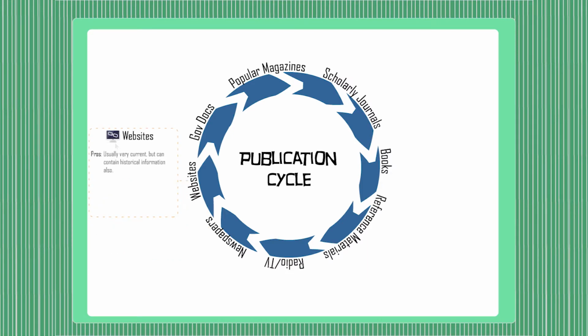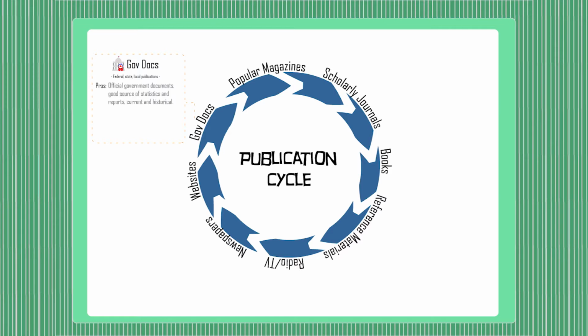Websites. Pros. Usually very current, but can contain historical information also. Cons. Sometimes can be difficult to determine the reliability of the source. Not always significant depth to the information. May be more opinion or bias than facts. Government documents. These can be federal, state, or local publications. Pros. Official government documents, good source of statistics and reports, current and historical. Cons. Lacking in personal narratives, if that is what your topic needs. It can be time-consuming to comb through all the information.